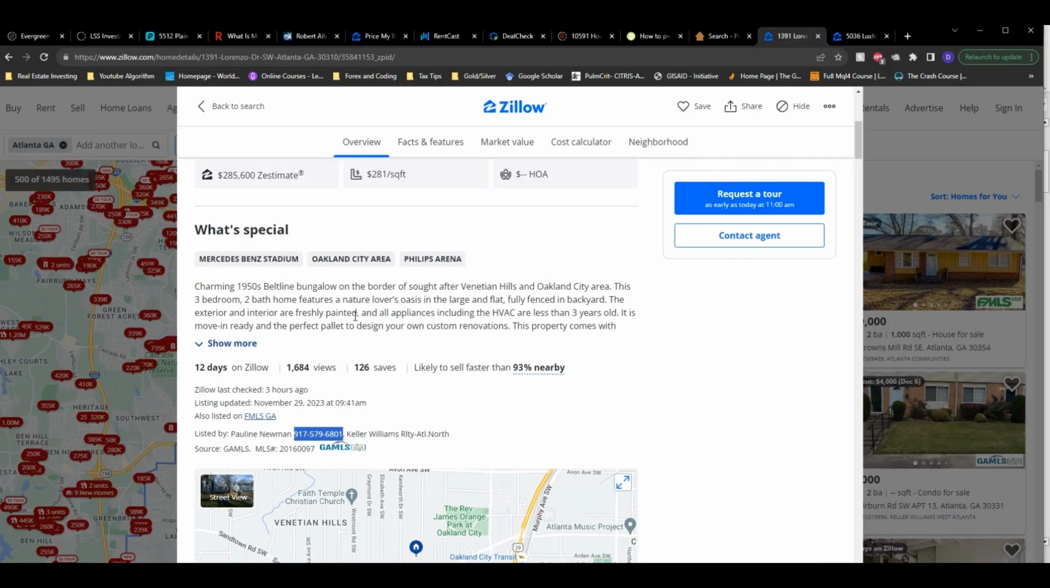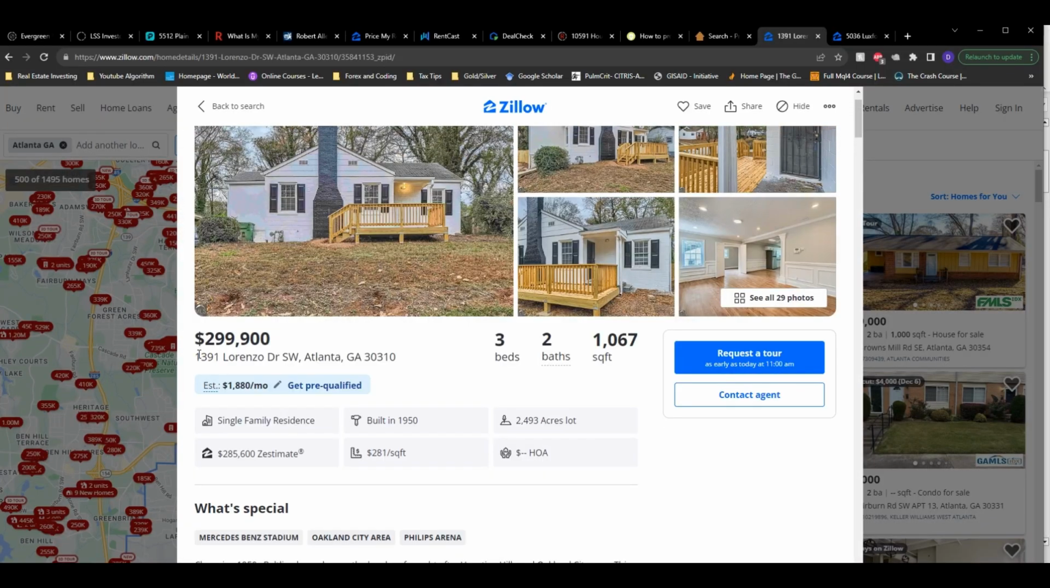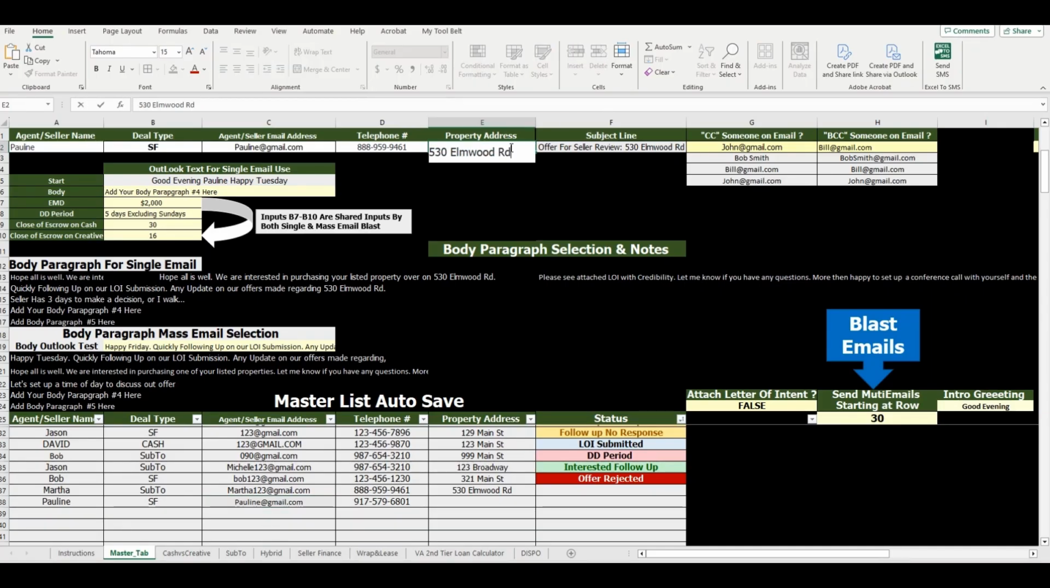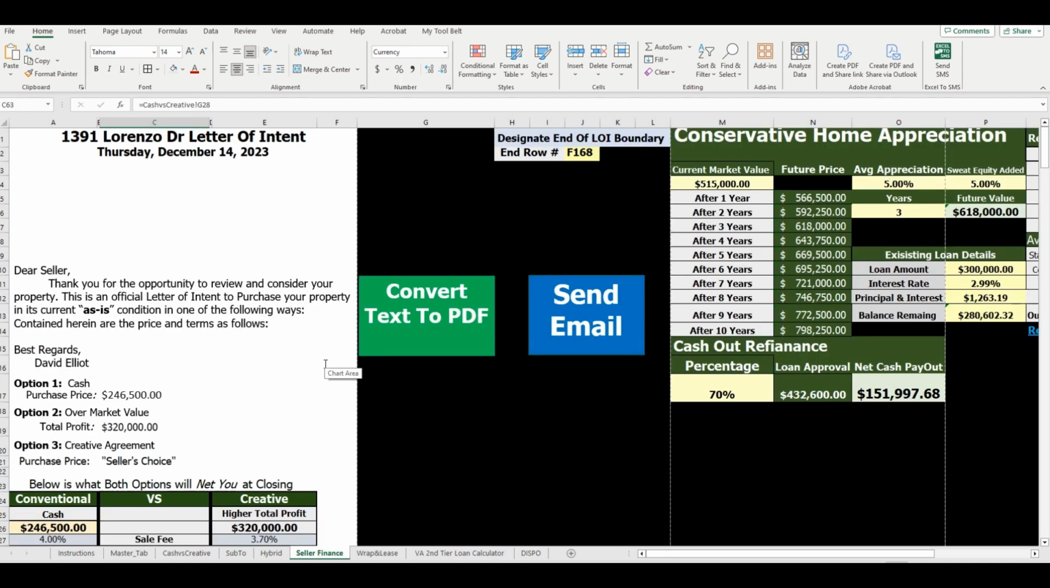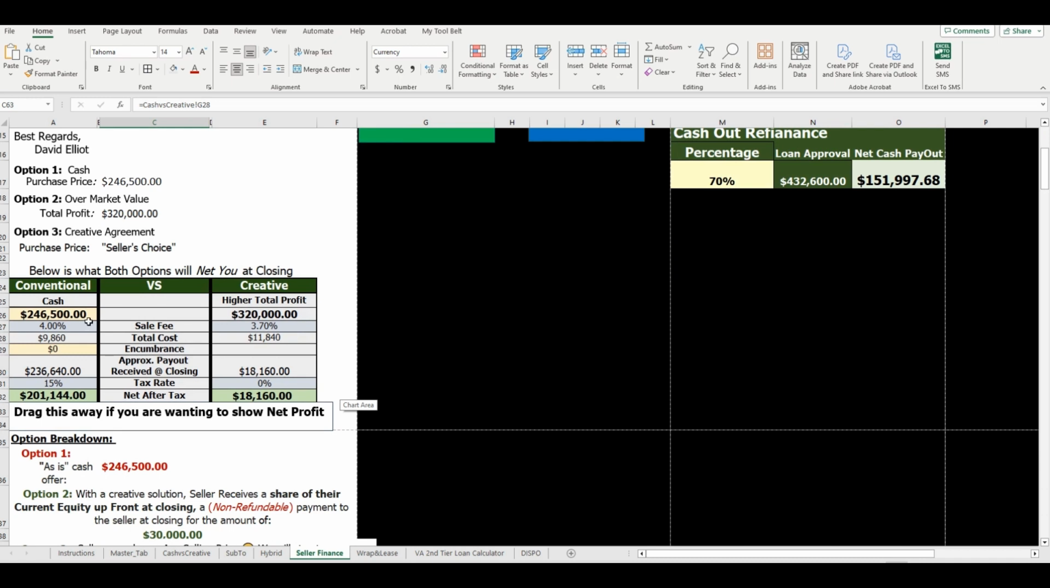Let's find out what that property address was. 1391 Lorenzo Drive. We don't need to take the Southwest, we'll just copy and paste that into our property address here. Click enter. And now we head on over to the hybrid tab. The seller finance tab is the one that you want to be under. Now, the numbers that were generated prior through our pre-underwriting are going to be fixated here on the LOI. So this is ready to go.